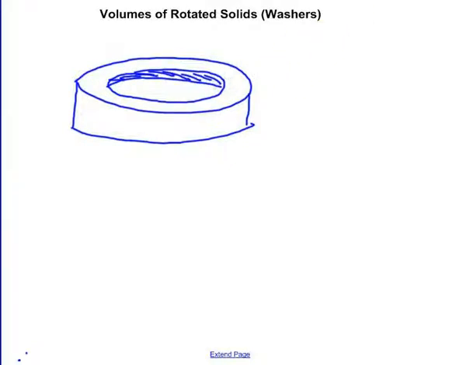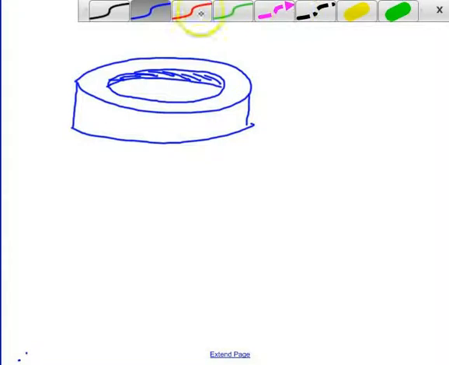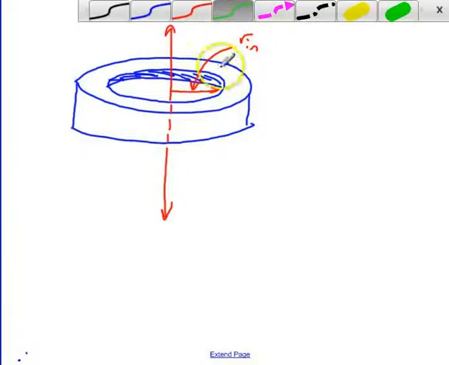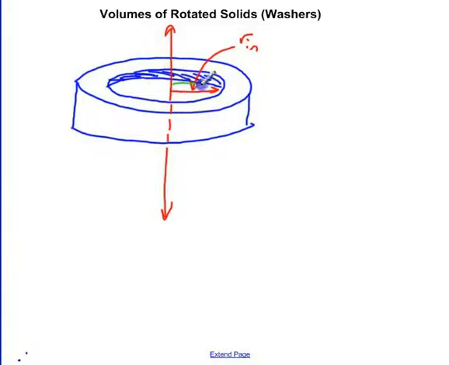Okay? So every washer has an axis of rotation. So it's going to come through the middle of the washer. There's my axis. And I'm going to have two radii here. I've got the radius of the hole, which we'll call the inside radius, and the radius out to the edge of the washer, which we'll call the outside radius.